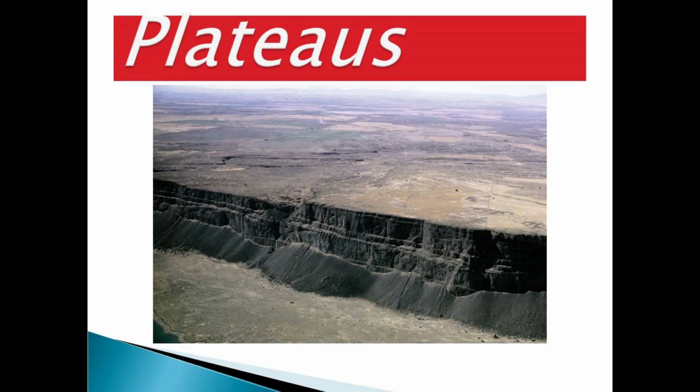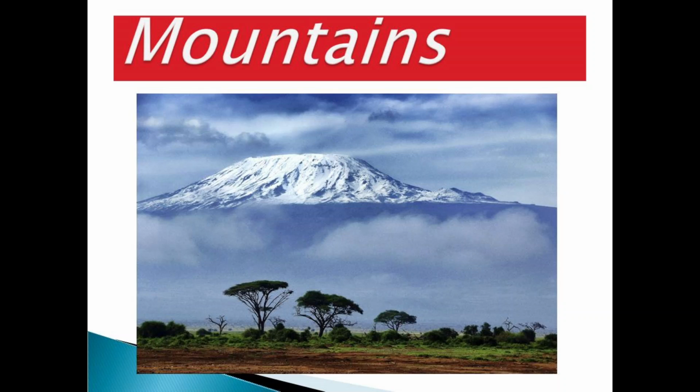The first physical feature of the continent of Africa is the plateaus. The continent of Africa is made up of a series of plateaus. In fact, the entire continent appears like a huge tableland. The height of plateaus is more in the south and eastern parts. The continent does not have any major mountain range.